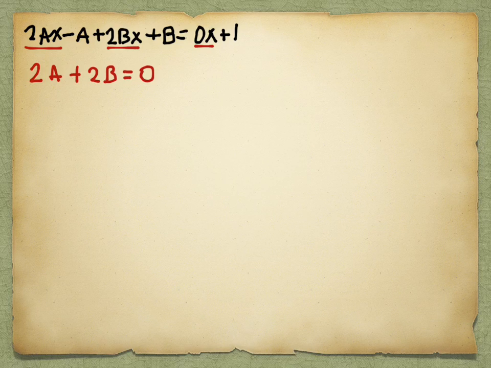Furthermore, the pieces that I haven't marked yet, which are negative a and positive b, have to add up to the number 1. So negative a plus b has to equal 1. Well, this looks even more like college algebra because you have 2 equations and 2 variables, and you need to be able to solve them.